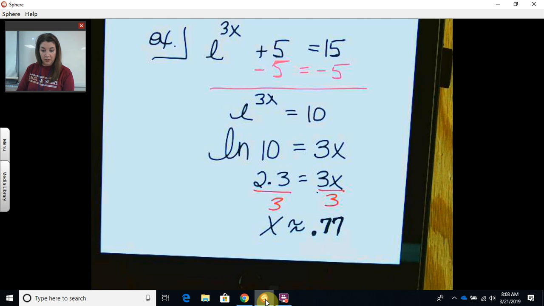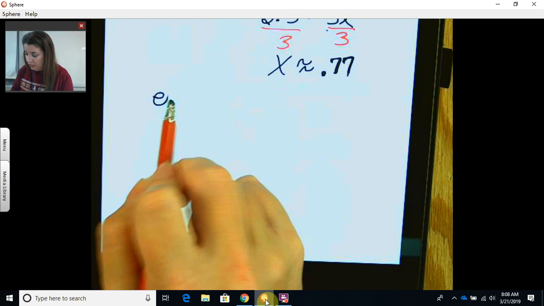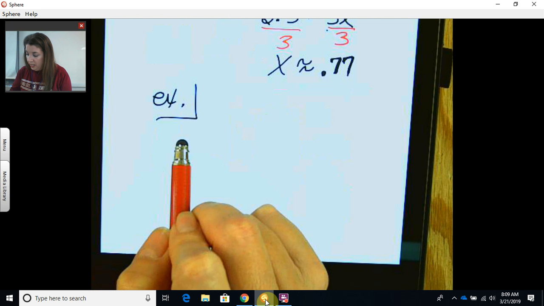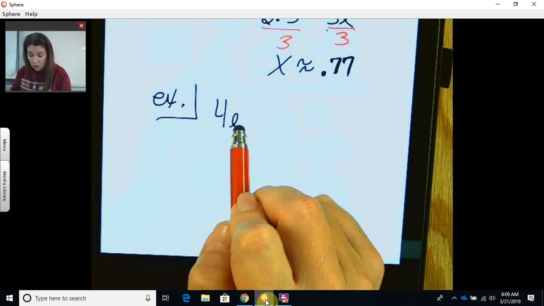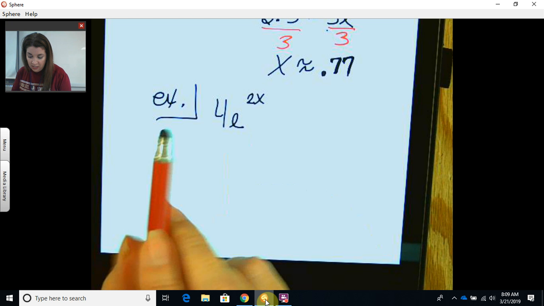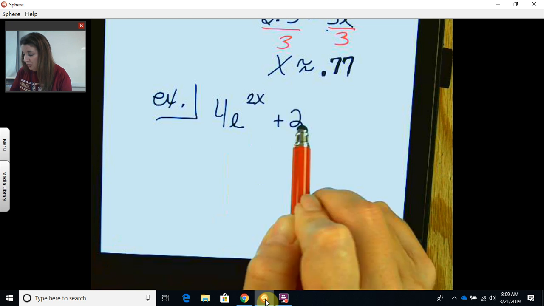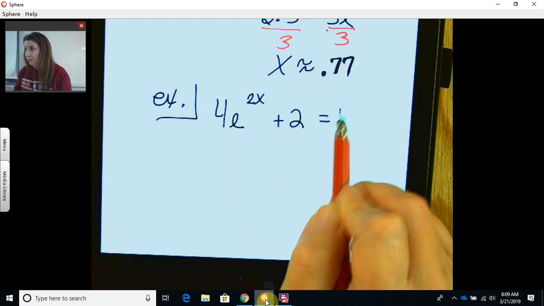All right, y'all wanna try one on your own? So we'll try one on our own, then I got a little word problem, and then that'll be it for the notes. Unless you feel like you need more practice. All right, we have 4e raised to the 2x. Now is 4 being raised to the 2x or just e? Just e. And then plus 2, that's not an exponent, set that equal to 16. Solve that one on your own.